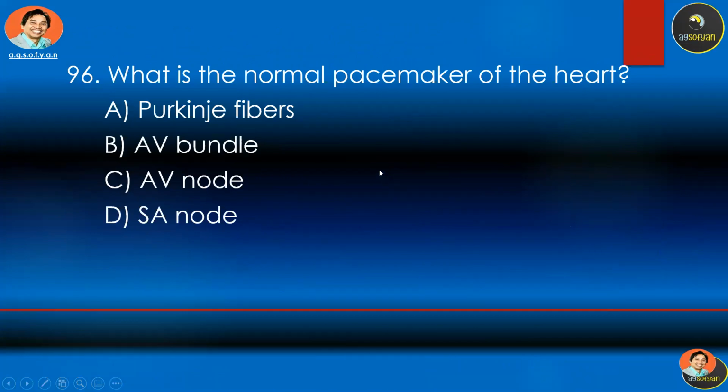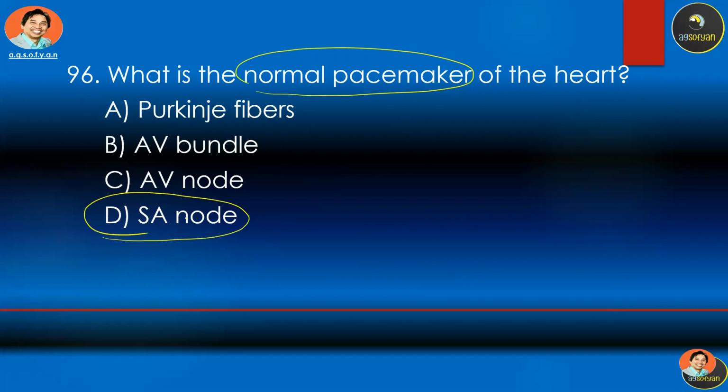What is the normal pacemaker of the heart? A, B, C, or D? Okay, the natural pacemaker of the heart is called the sinoatrial node, located in the right atrium, so the SA node.